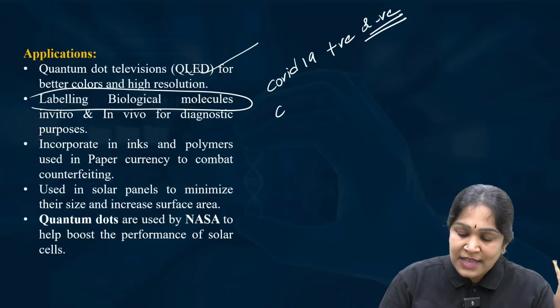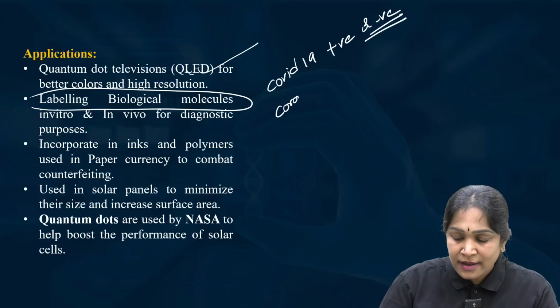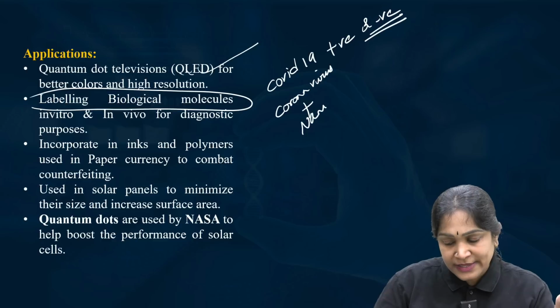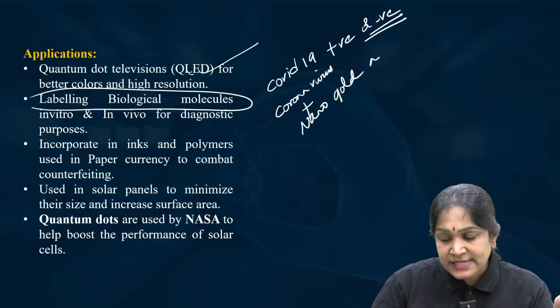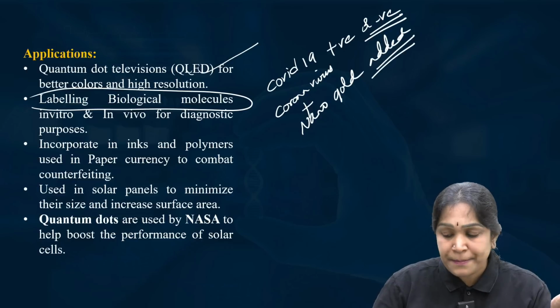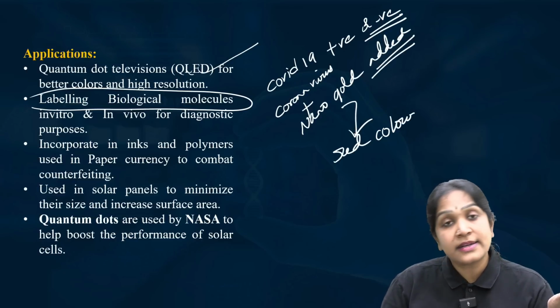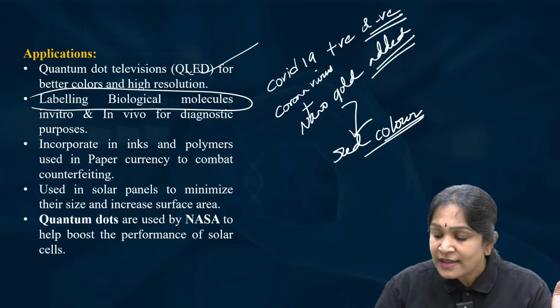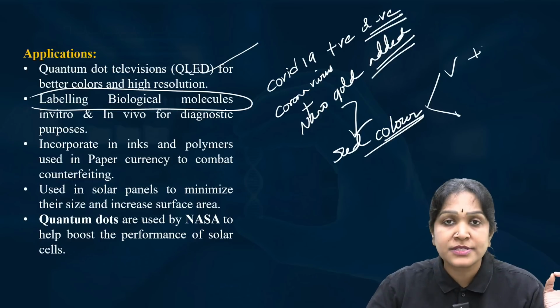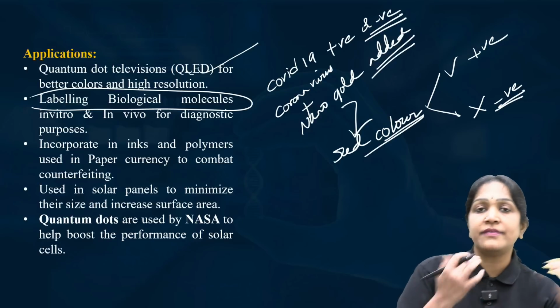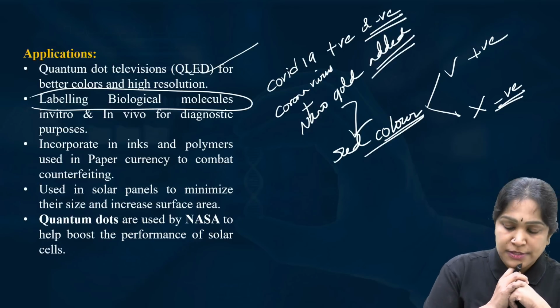So, to that particular coronavirus, if the nano gold is added, then what happens? You can see that in red color. So red color appears means positive. Red color is absent means negative. Like that we can diagnose diseases also.